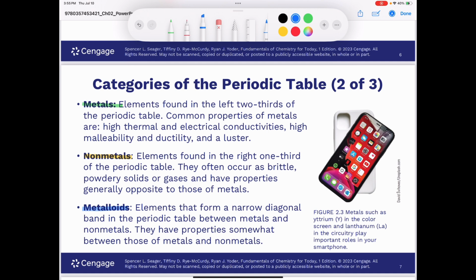The way I think about metalloids is, it's almost like the letter Y, in that in some cases they act like metals, in other cases they act like non-metals. It's just like the letter Y. Sometimes it acts like a vowel, sometimes it acts like a consonant.